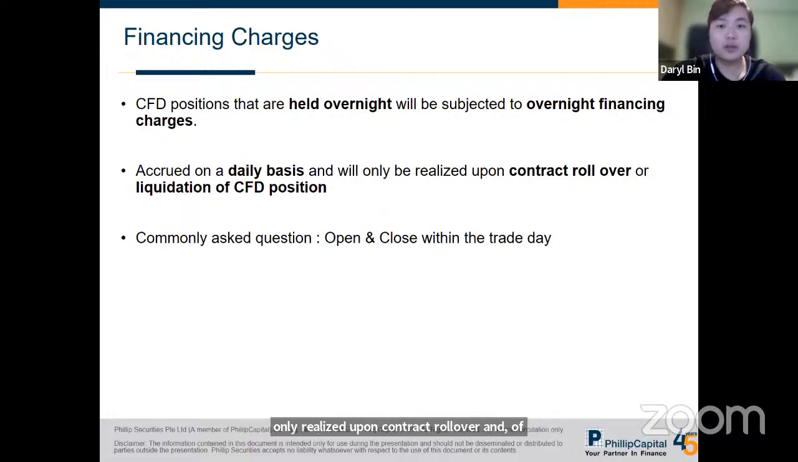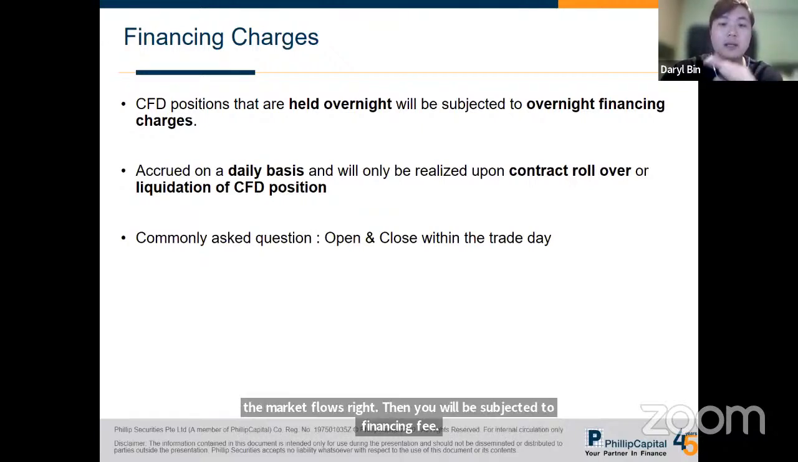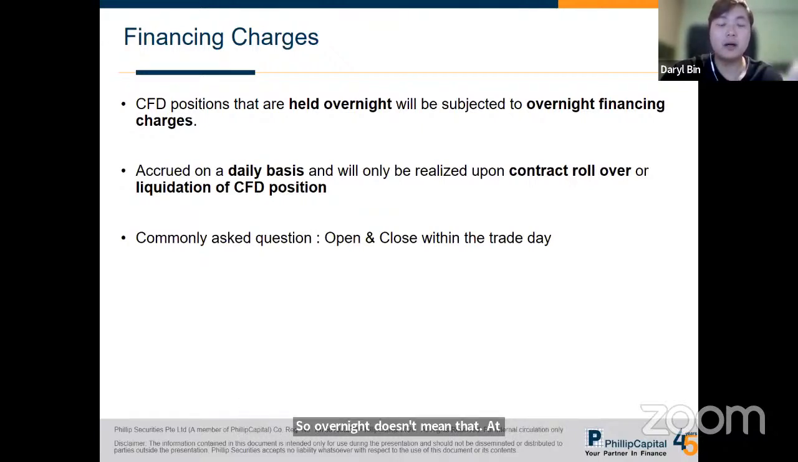One common question: if I buy and close within the same day, do I have to pay a financing fee? Remember I said that if you hold past overnight, that is, you hold past when the market closes, then you will be subjected to a financing fee. Overnight doesn't mean after 12 a.m.; what it means is holding past the market close.